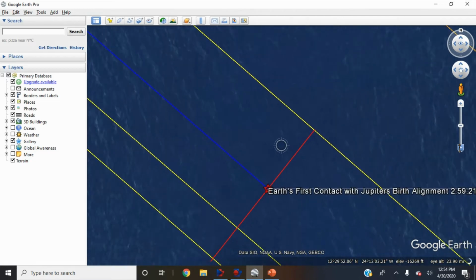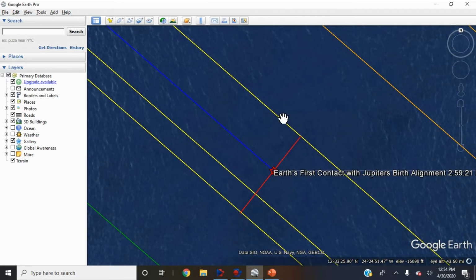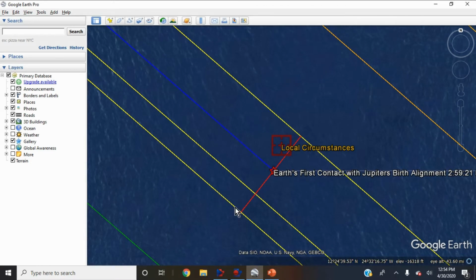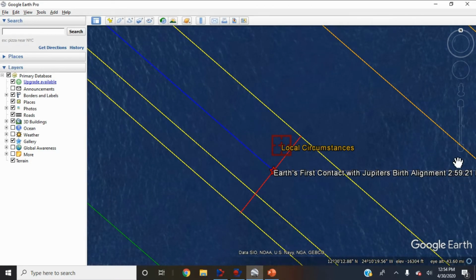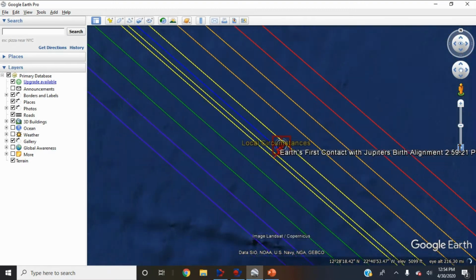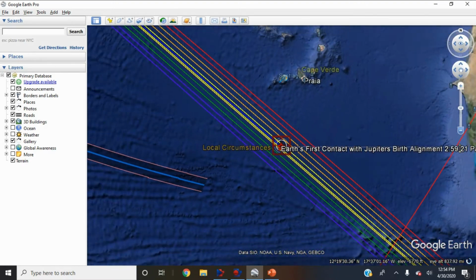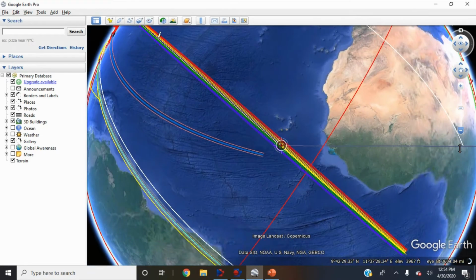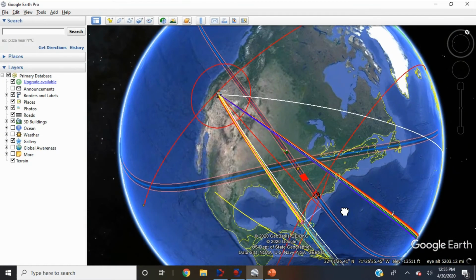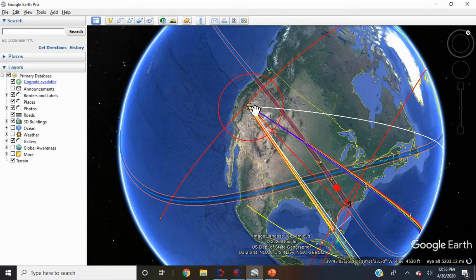Alright, so there's the red line between 4:44 a.m. to 4:45 a.m. It was about 12.4 miles long. And you see that's a small window when you're comparing it to the planet, and how far away I am over here, to my house.